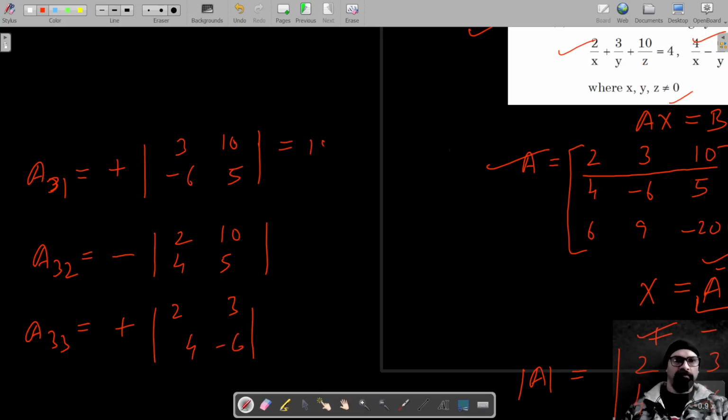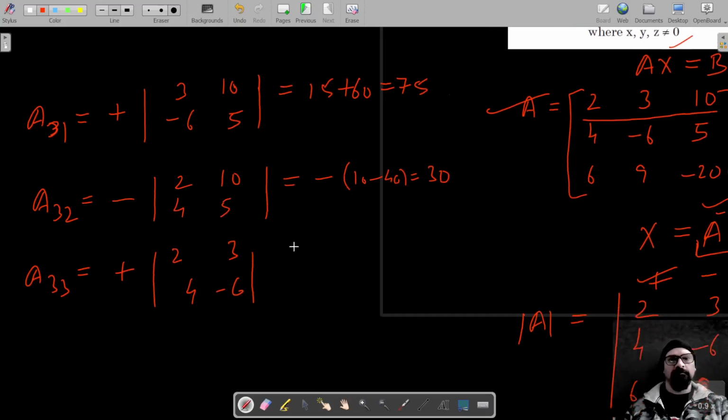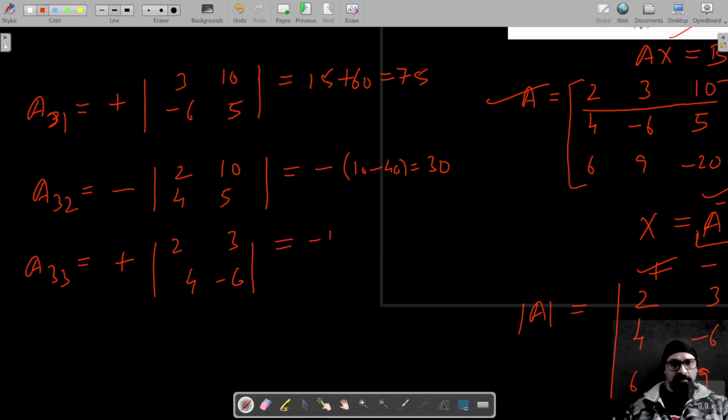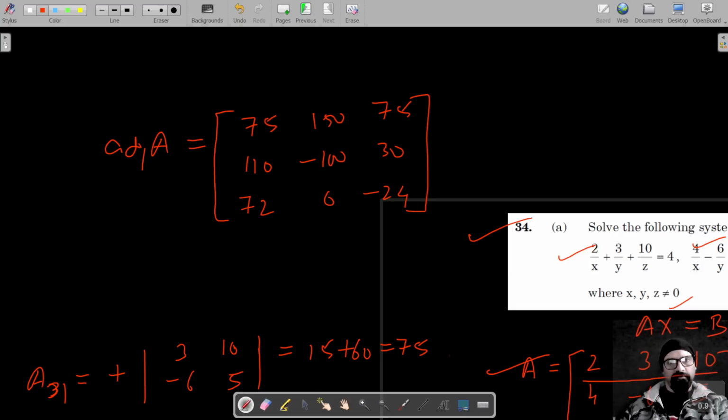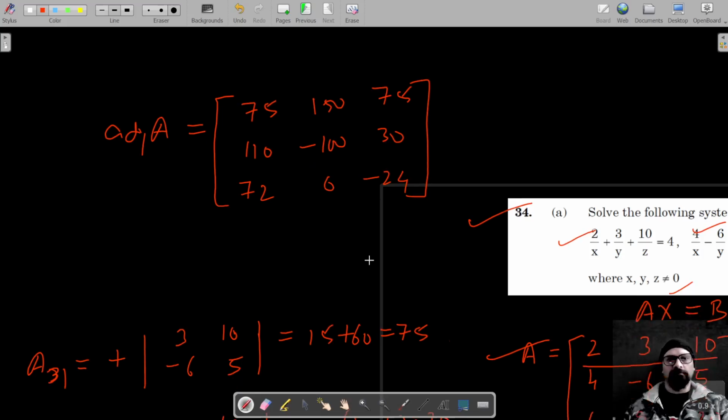So this is equal to 15 plus 60, which is 75. Negative 10 minus 40 is equal to 30. This is now negative 12, negative 12 is equal to negative 24. So this is 75, 30, and negative 24. This is the adjoint of A. Okay, so let's find out A inverse now.